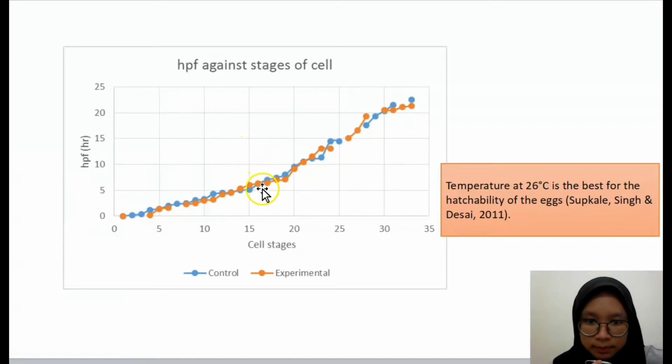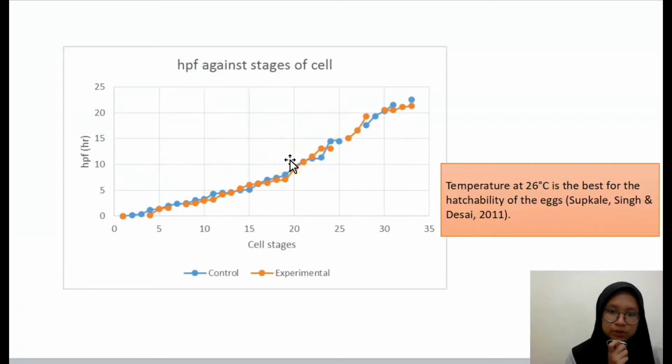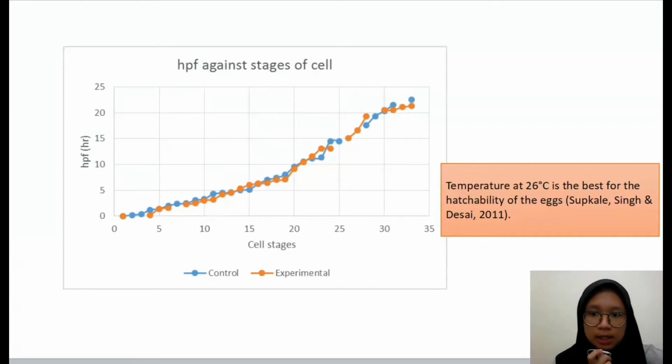During this time, there was a fluctuation in the growth due to the change of temperature. The change of temperature is due to the alternate turning off of the air conditioners, which affects the development of the eggs. Based on Subscale Singh and Desai's study, a temperature of 26 degrees Celsius is the best for the eggs to hatch.